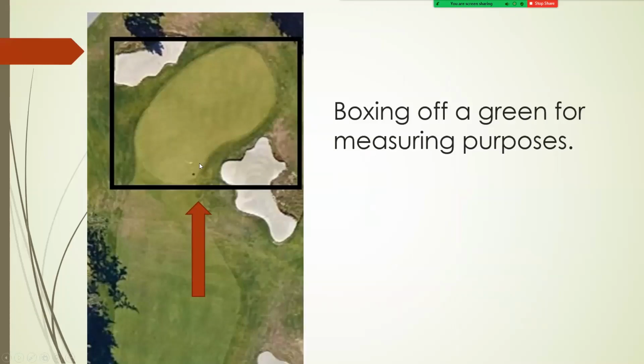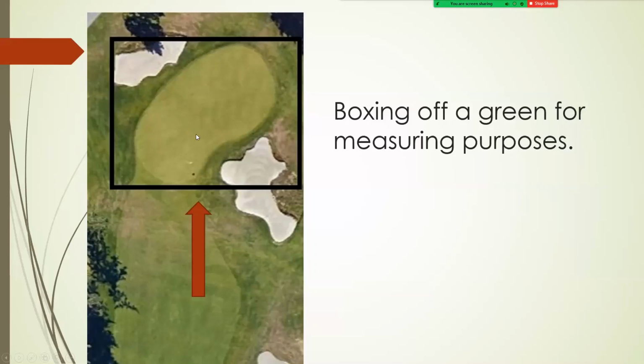And then for this green, you'd kind of box it off. So you'd get right to the front edge here. You'd make a box so it goes right through the back edge. And then you'd pace the depth of this box. So that's how I get the depth of the green. I hope that makes sense.